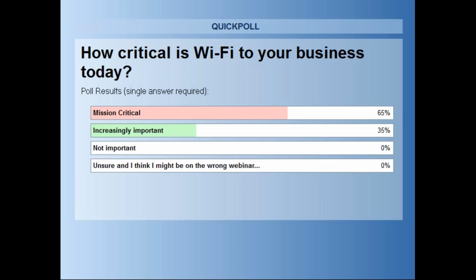So you can see mission critical equates to 65%. Increasingly important, 35%. We didn't have anything for not important or unsure. I think I'm on the wrong webinar. So that gives us a really good indication of where we fit as far as how critical Wi-Fi is to our businesses today. So I'll let you move on now.